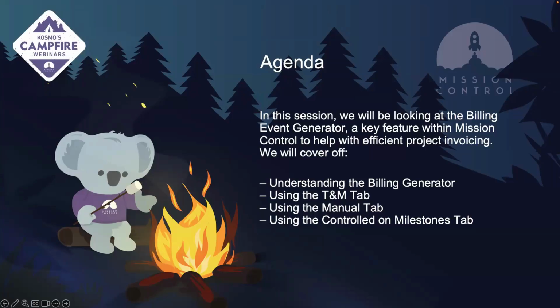We're going to understand the billing event generator wizard. Within the generator, there are 3 tabs: the time and materials TM wizard tab, the manual tab, and the controlled on the milestones tab. We'll walk through each of those different project types to see these tabs pull up, and that way you can see how you can generate those billing event invoices using the billing event generator.